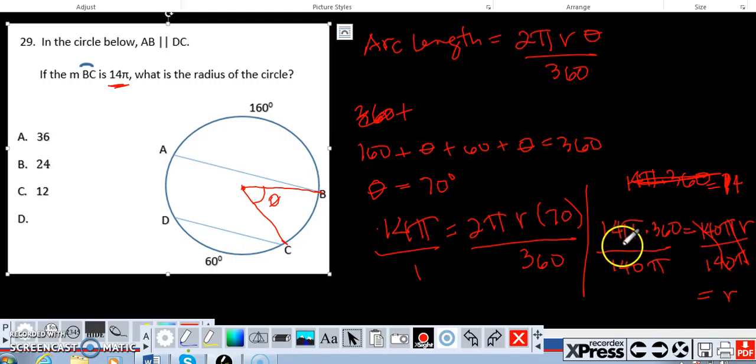Okay? Now here, this pi and this pi will cancel out. And then you can divide this one by 10, or you can just multiply this really. 14 times 360 divided by 140. So your answer here should be 36. Okay, so basically that's it. Find the angle and then substitute it in this formula. All right, I hope this helps.